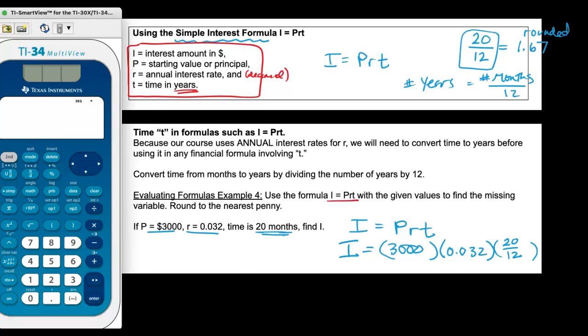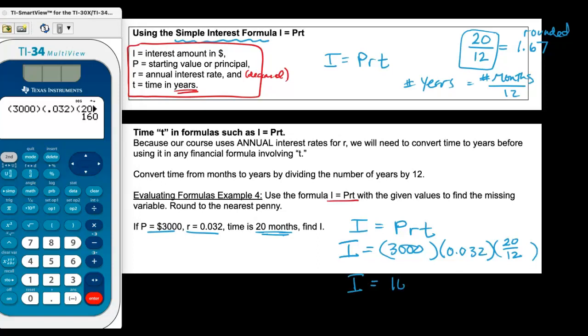So I'm just going to do 3,000 times 0.032, or I could have put a 0 in the front there, it really doesn't matter. And then this last fraction, you can either use the fraction button if you have a calculator like this, so you could write it like this, or I'm just going to show you another option. You can just do 20 divided by 12 if you don't have the fraction button. Either way will work. So it's really easy actually to enter in a fraction in your calculator. So I wouldn't be afraid.